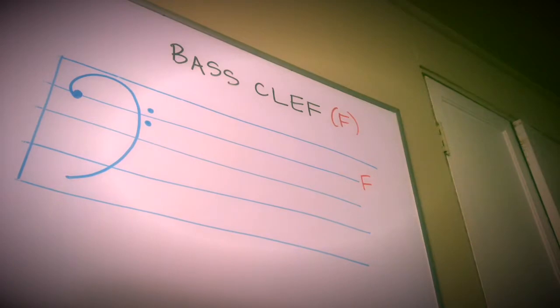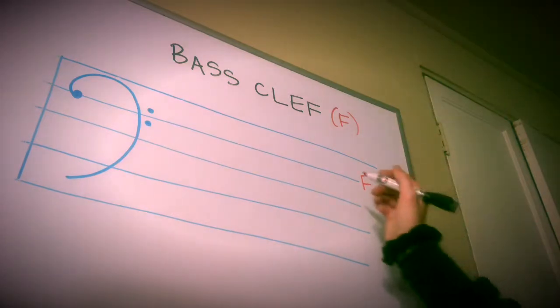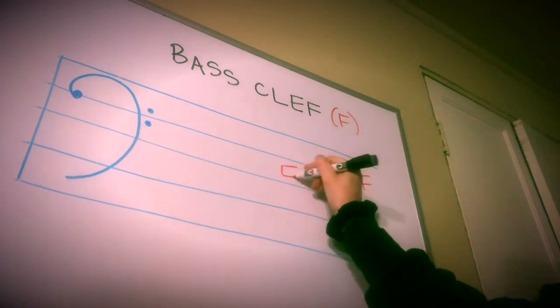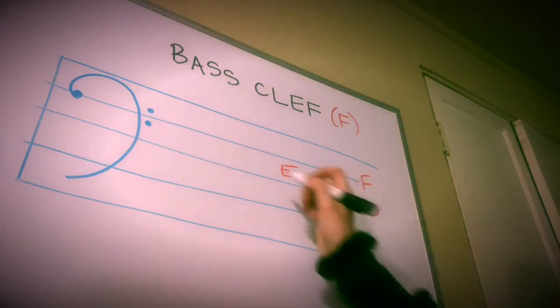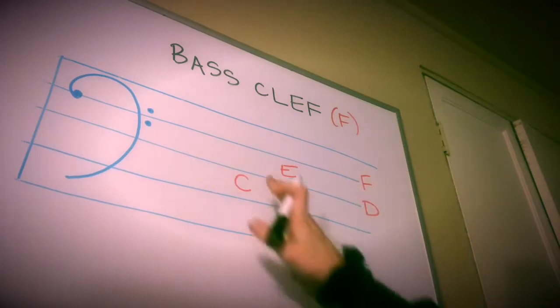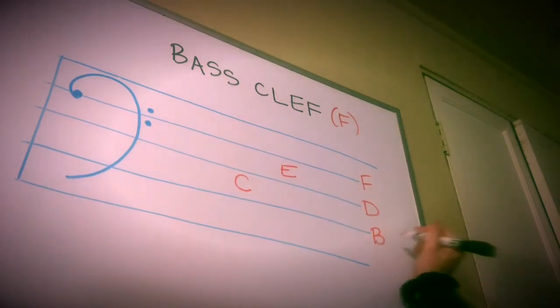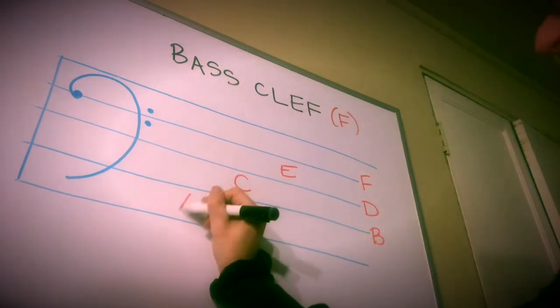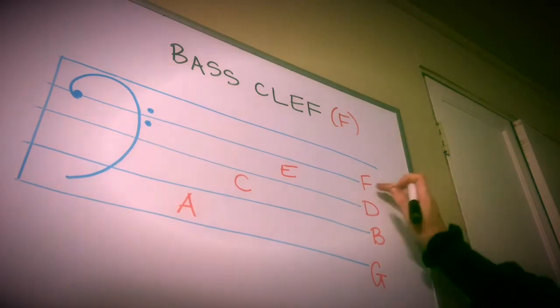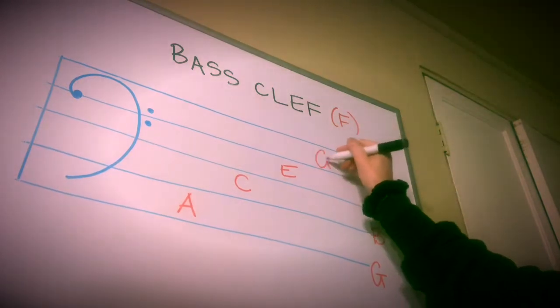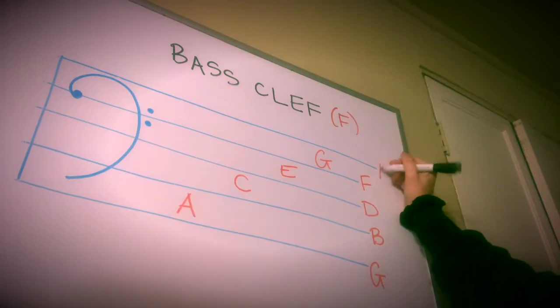If we know that this is the F line and we also know how our pitches move on the musical staff, we can figure the rest of this out. F steps down to E. E steps down to D. D steps down to C. C steps down to B. B steps down to A. A steps down to G. And then above F, we would have G, and this line up top would be A.